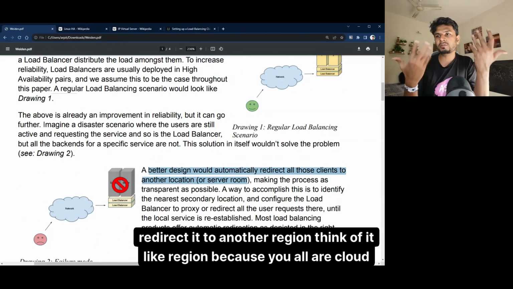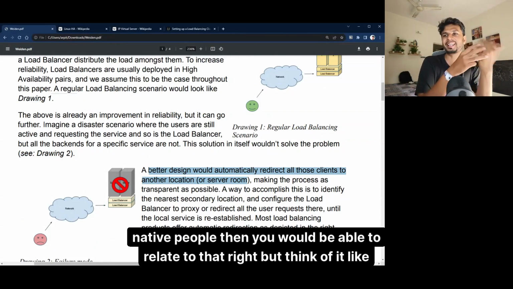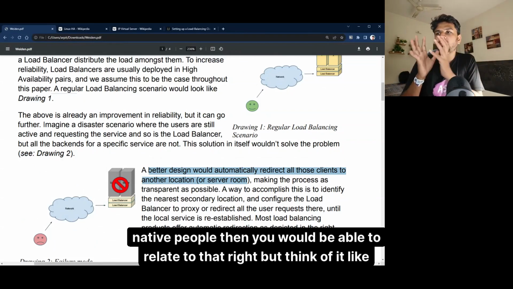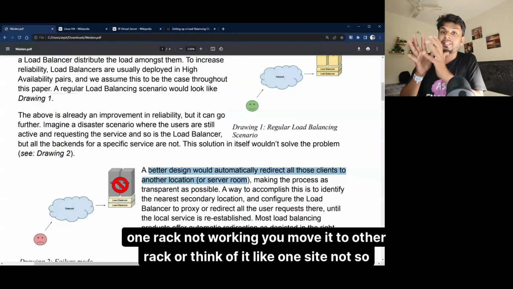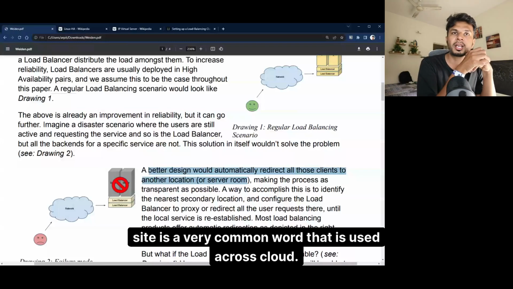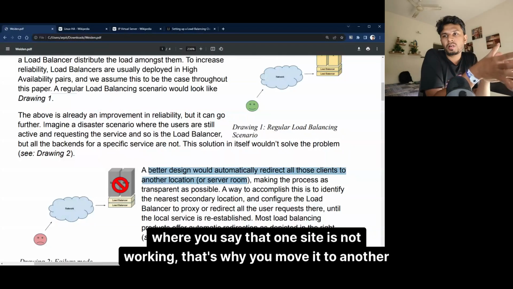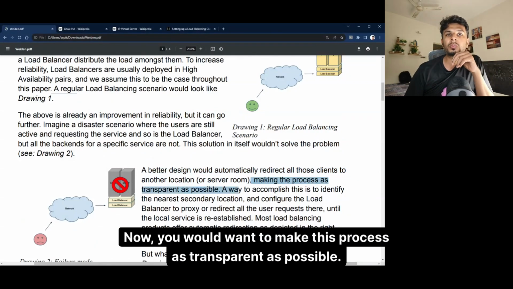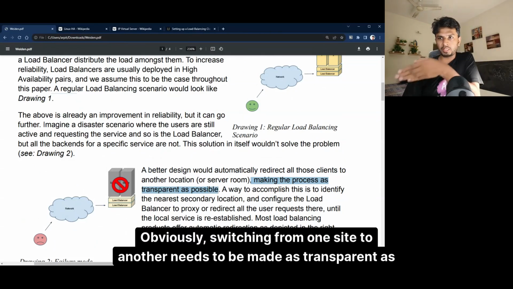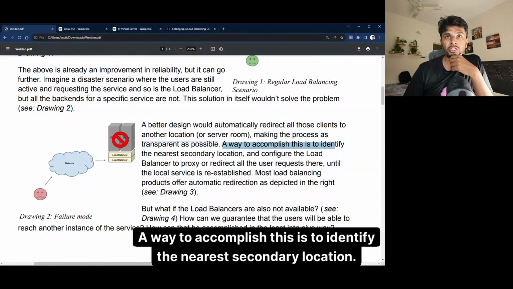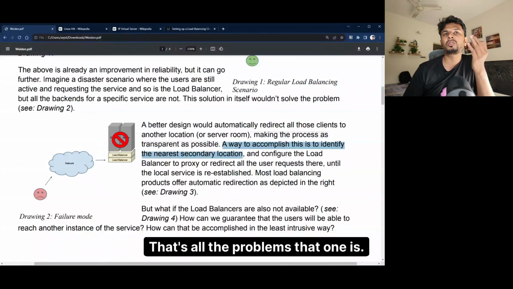Think of it like a region, because you all are cloud native people, so you would be able to relate to that, right? But think of it like one rack not working, you move to another rack. Or think of it like one site not working. Site is a very common word used across cloud, where you say that one site is not working, so you move to another site. Now you would want to make this process as transparent as possible, right? Obviously switching from one site to another needs to be as transparent as possible. A way to accomplish this is to identify the nearest secondary location. That's the whole problem statement.